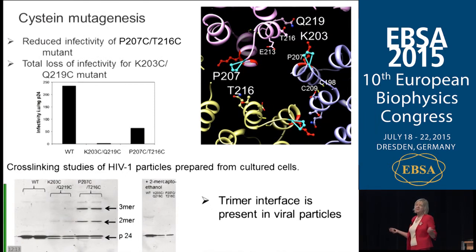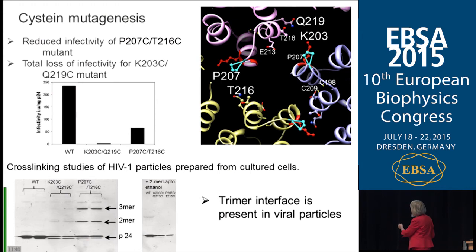And what is the strongest way you can stabilize an interface? You can make a disulfide bond. So we picked two positions here, changed them to cysteine, and as you can see, this virus is really, really dead. It is a very sick virus and doesn't infect very well. So clamping across that trimer interface really impairs the virus in terms of infectivity and makes the capsid really stable.